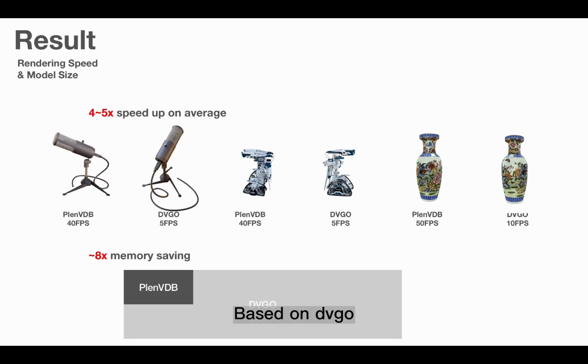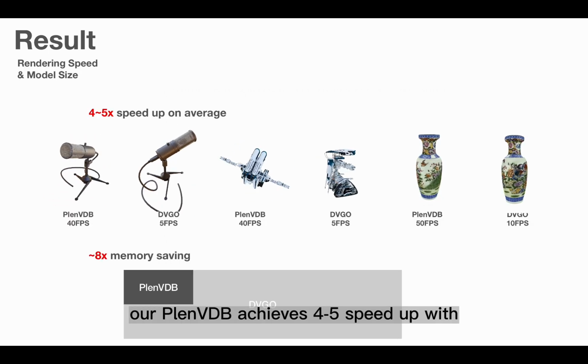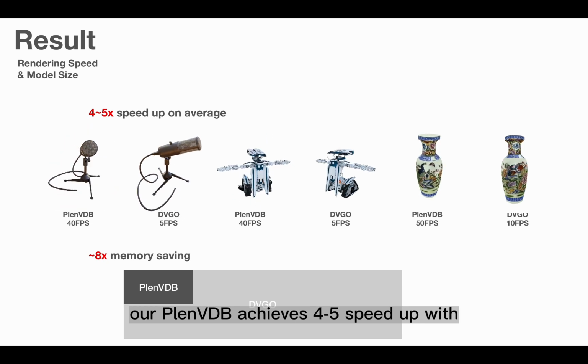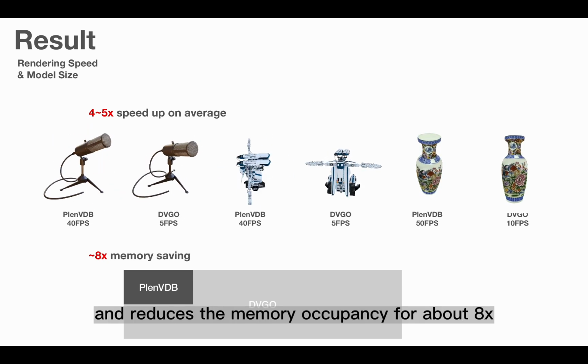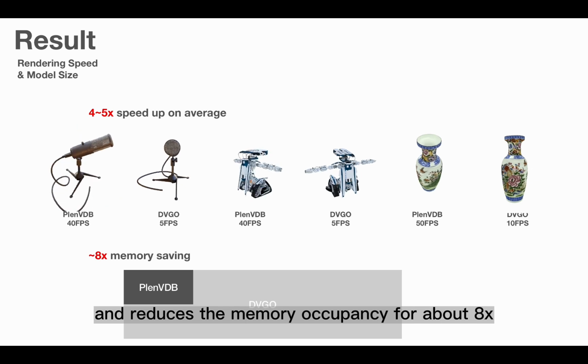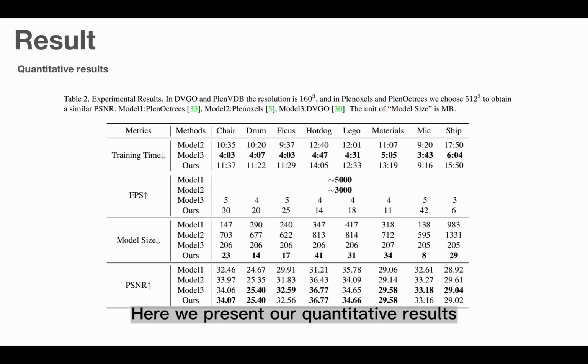Based on DVGO, our PlenVDB achieves 4 to 5x speed-up with well-established rendering technology, and reduces the memory occupancy for about 8 times. Here we present our quantitative results. It is worth mentioning that the reason why our method and DVGO are far inferior to Plenoctrees and Plenoxels in terms of rendering speed is due to the difference in the way the colors are modeled, rather than the inferiority of the data structure.